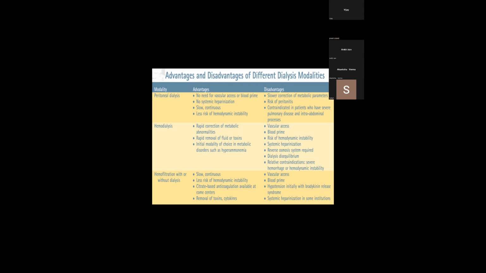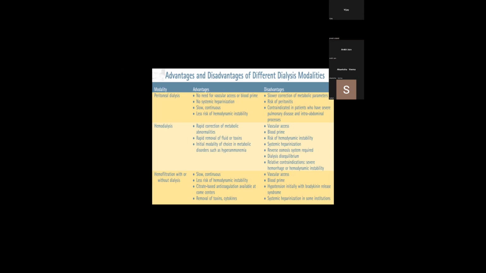Coming to hemodialysis, it has the advantage of rapid correction of metabolic abnormality. So it is the initial modality of choice in metabolic disorders such as hyperammonemia. It has the disadvantage of requiring vascular access, which is very difficult in low birth weight babies. Blood priming is also required. Risk of hemodynamic instability is high. Systemic heparinization is needed. Dialysis disequilibrium may occur because of rapid removal of toxins. So relative contraindications to hemodialysis are severe hemorrhage or hemodynamic instability.